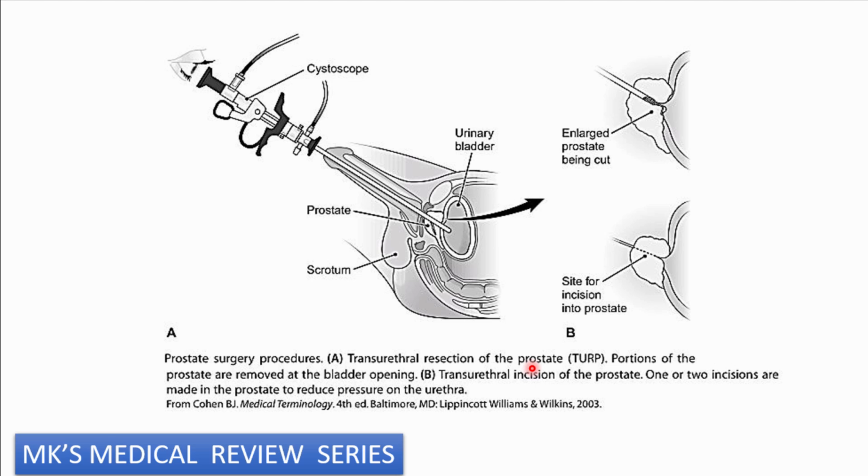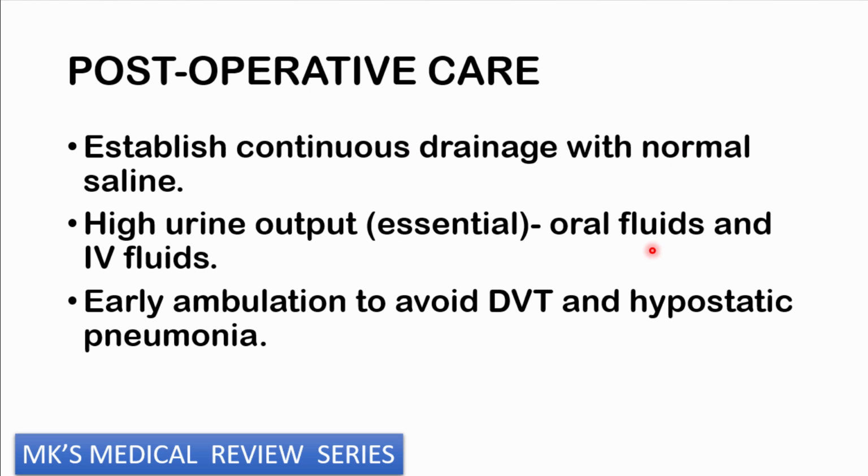Here is an image of how it is actually done. So your prostatic surgery. So in A here, you have your transurethral resection of the prostate. Then you have portions of the prostate that are going to be removed at the bladder opening. And then here at B, you have your transurethral incision of the prostate, and 1 or 2 incisions actually made on the prostate to reduce the pressure on the urethra. So here you have an enlarged prostate that's being cut, and then of course the sites of incision noted there.